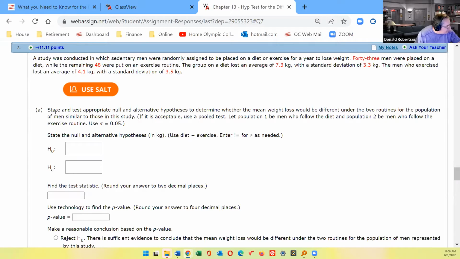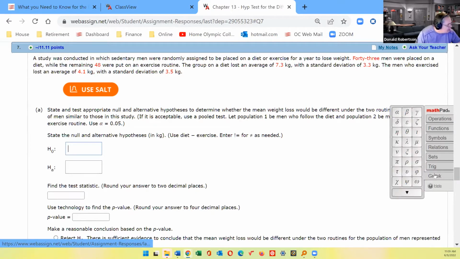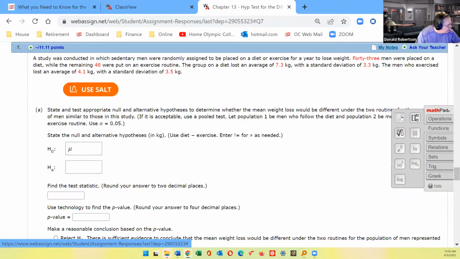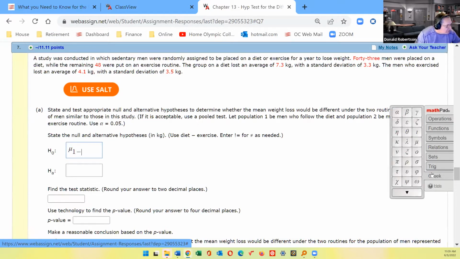We're now going to do the questions. State and test a hypothesis, right? Oh, better read on. State the null and alternate hypothesis to determine whether the mean weight loss would be different under the 2 routines for the population. So it looks to me like they used the word different here. I already know what the null is because it's always the same thing in these questions. It's mu 1 take away mu 2.